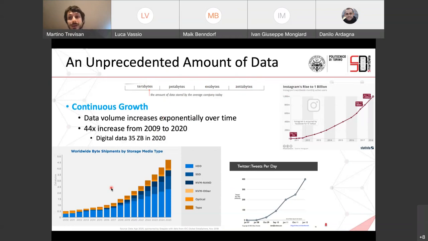One simple way to measure how much data there is worldwide is to see how many hard disks are sold and shipped worldwide. And here there is this graph that tells you that these are real data up to 2018, then it is a forecast that the hard disks sold worldwide are exploding. We are at various zettabytes per year of data.